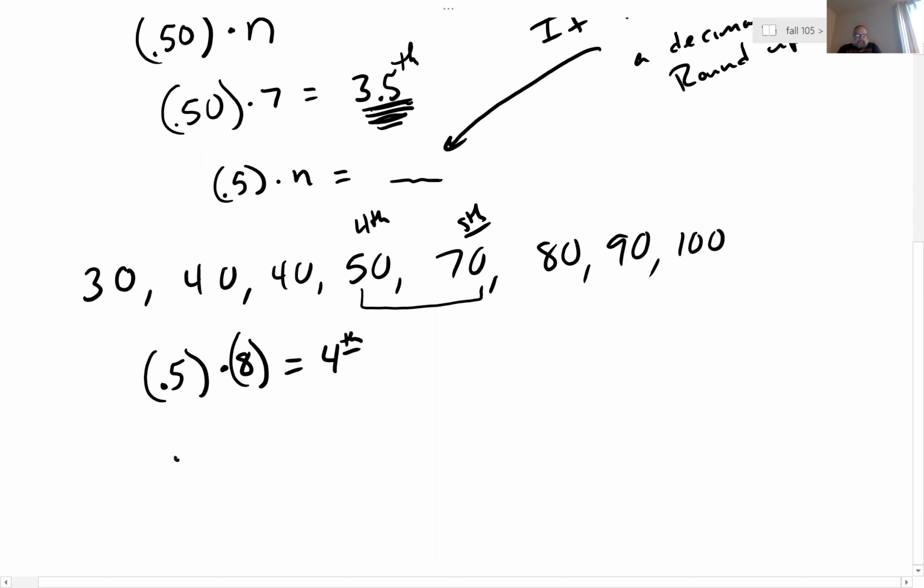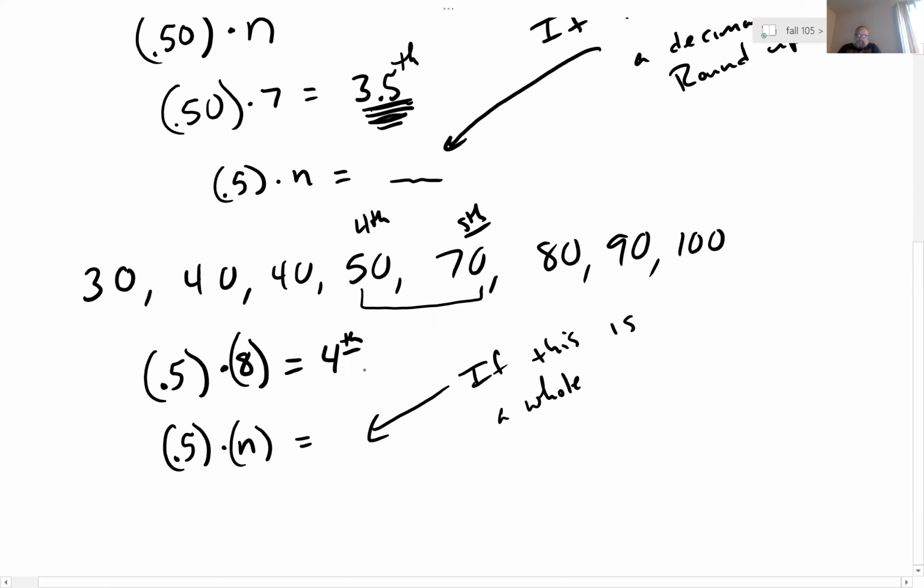So the idea is this. If you take 0.5 times n, and it comes out to be a whole number, like 4, then average that term, that is the fourth term, and the next term.